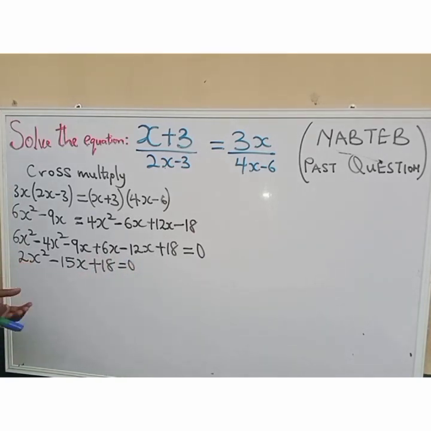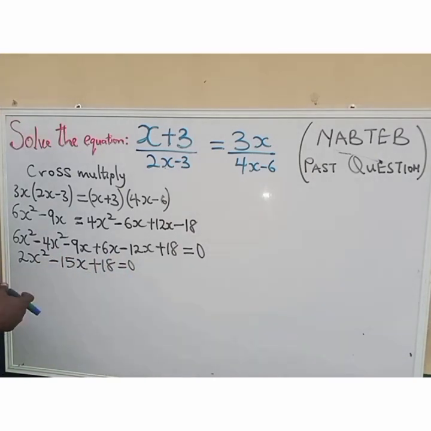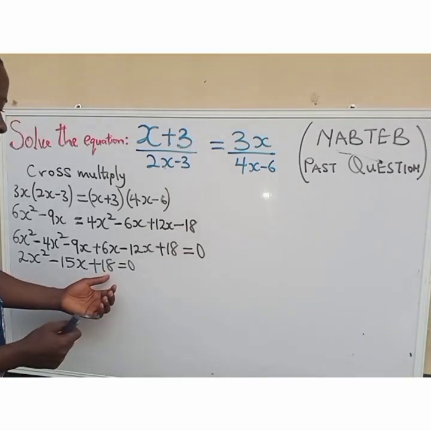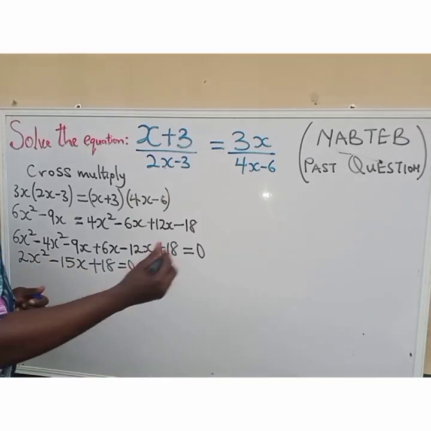Now, as you can see, this is now in quadratic form. And if it is in quadratic form, you can use factorization method, you can use general formula, and you can also use completing the square method. So I would like to use a factorization method. Using factorization method, I'm going to need the factors of 18. So let's see if it will work.